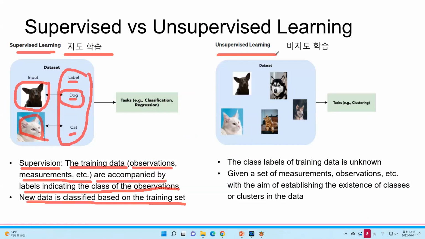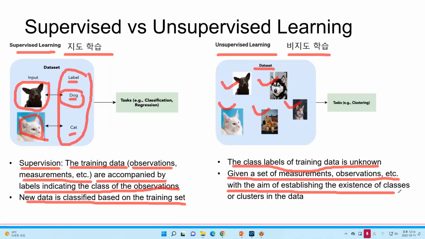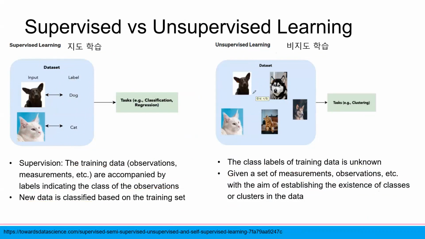We have another learning approach, we call it unsupervised learning. So it is 비지도학습. In our data set, we only have pictures, but we do not know what is the meaning of this picture. We don't have labels, or the class label of the training data is unknown. Given a set of measurements, observations, etc., the aim is establishing the existence of classes or clusters in the data.